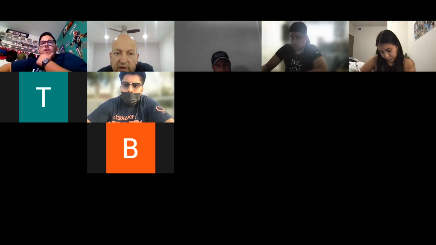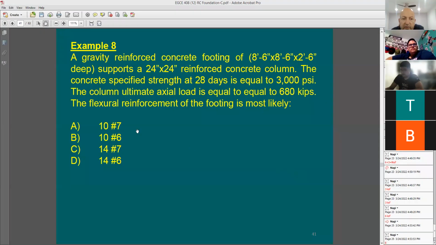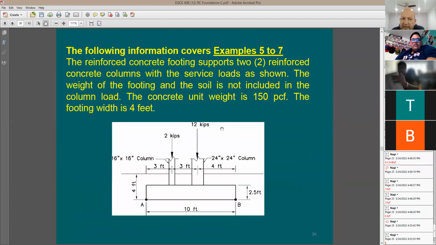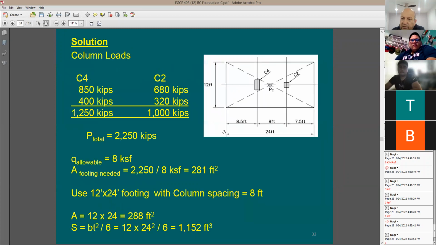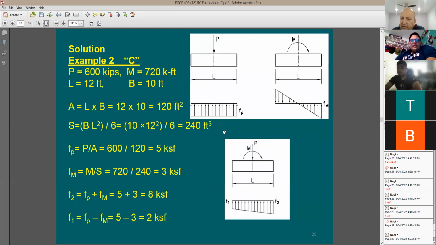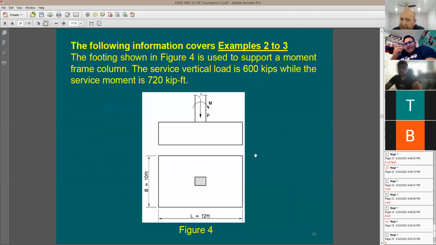Since I want you to continue and do your design for the project, I'd like to go here to this example 8. I don't want to continue. Look at this slide, number 41. So what did I jump? I skipped this analysis because I want you to finish your project, right? So I'm going to be ignoring this moment thing on the footing, right?